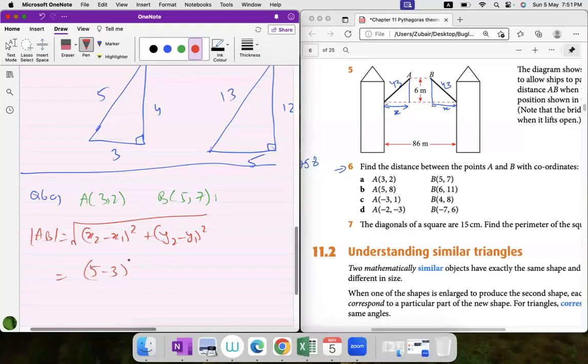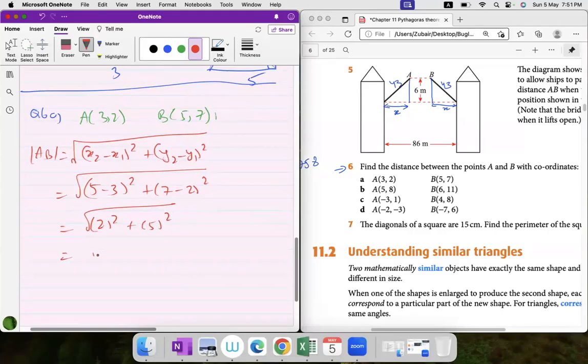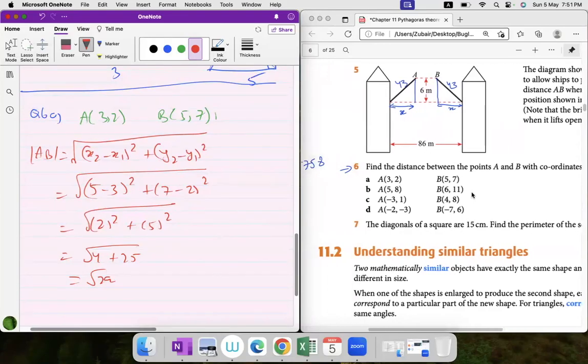5 minus 3 and 7 minus 2. This is 2 square, 5 square, and we just keep on simplifying. That is 4 and 25. This is square root 29. So square root 29, if asked in decimals, would be 5.39. It is rounded up to 2 decimal places or 3 significant figures.